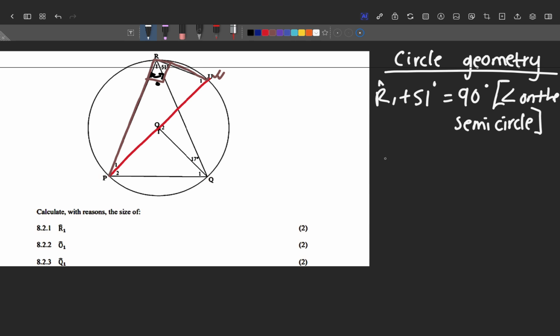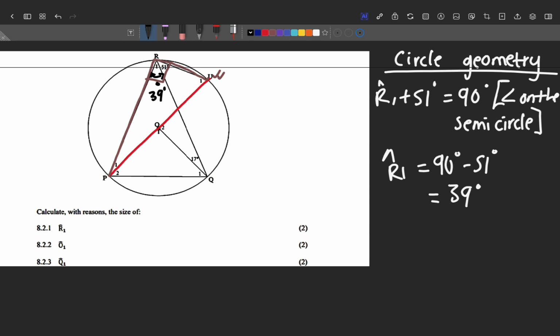Then angle R1 equals 90 degrees minus 51 degrees, which equals 39 degrees. I don't have my calculator, but yes, it's 39 degrees. So that is the angle R1. The trick I use every time I'm doing a circle geometry question is to always write down my answer, so I substitute the value of angle R1 once I have found it. That is my favorite way of doing it.